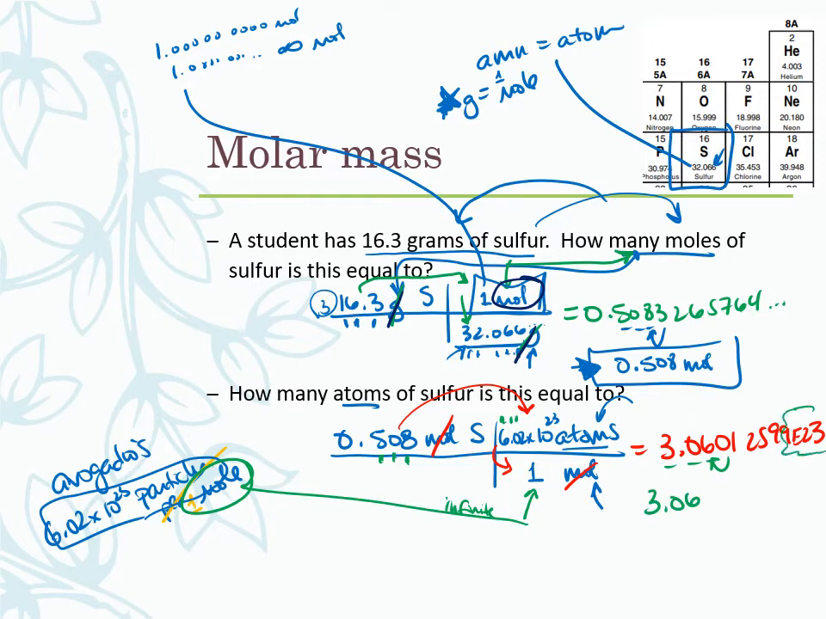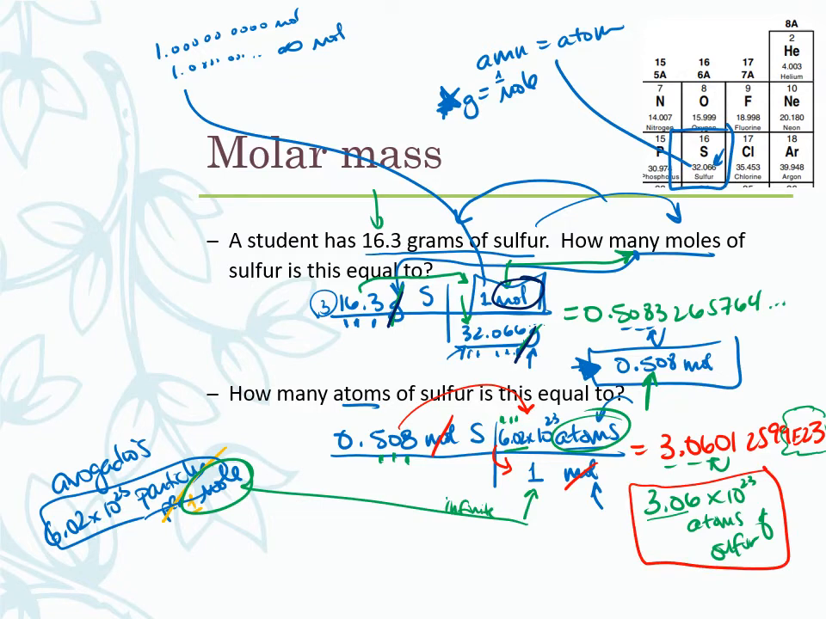Don't forget I've got this quirky stuff back here, E23. That means times 10 to the 23rd. My unit label is atoms. I have 3.06 times 10 to the 23rd atoms of sulfur in my 16.3 grams. This makes sense because I had about half a mole, remember? And about half of 6.02 is about 3 times 10 to the 23rd. Atoms of sulfur is my final answer. Good? Good. All right.